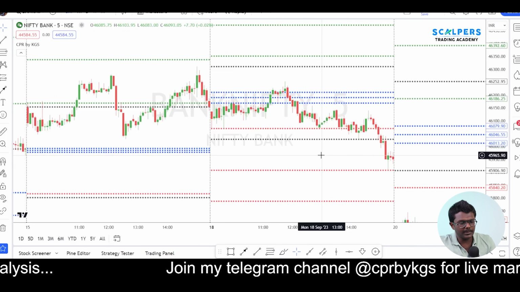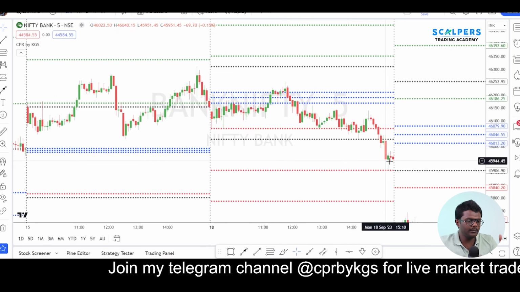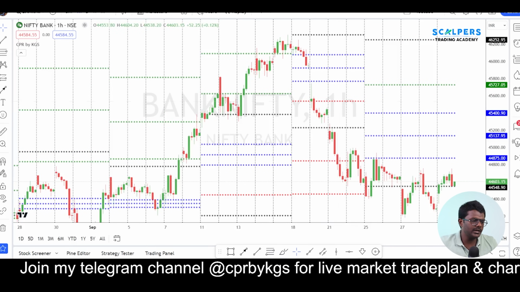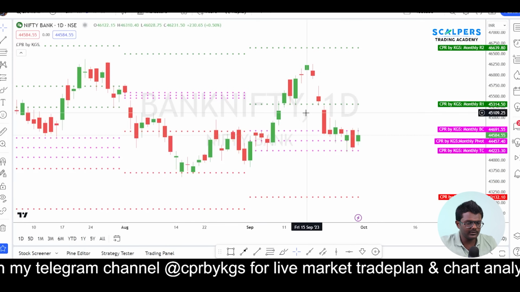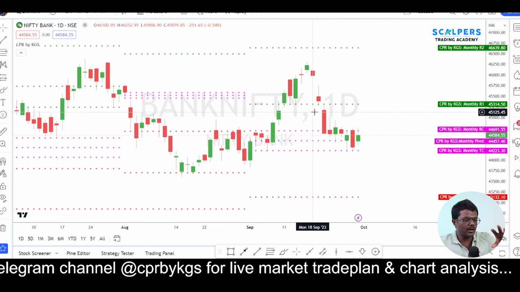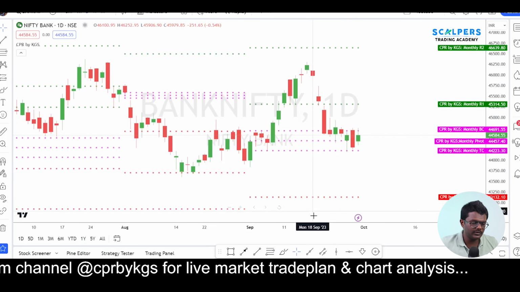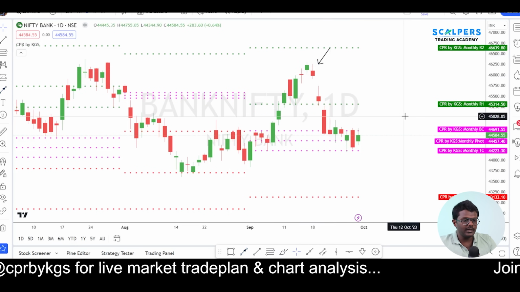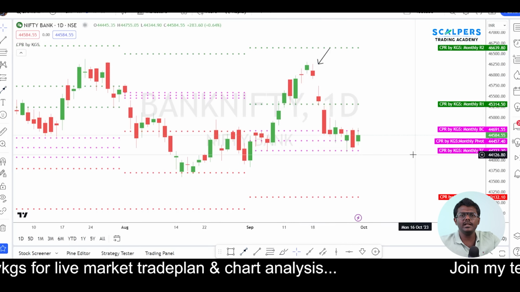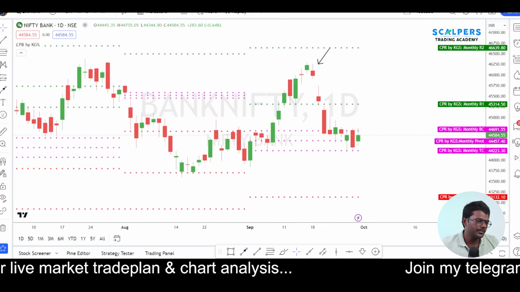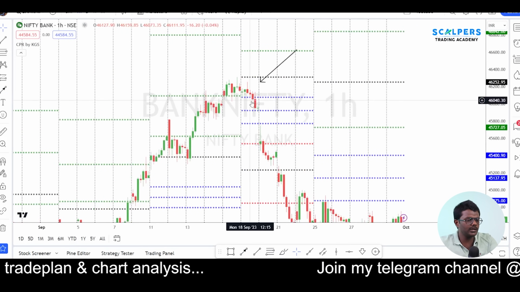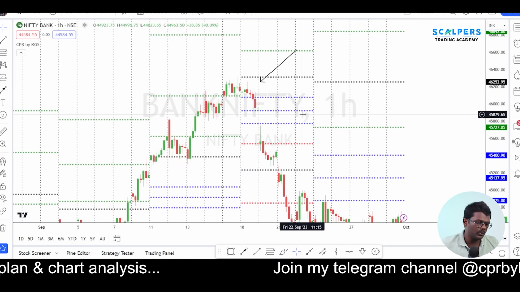On 18th September, the market is completely trading below daily CPR. So on 18th September, it's an interesting day. The market is above monthly R1 levels. The market is trading above monthly R1 levels. So on a daily basis, the market is bullish. Now, as per the hourly chart, the candles are trying to enter into the weekly CPR zone.